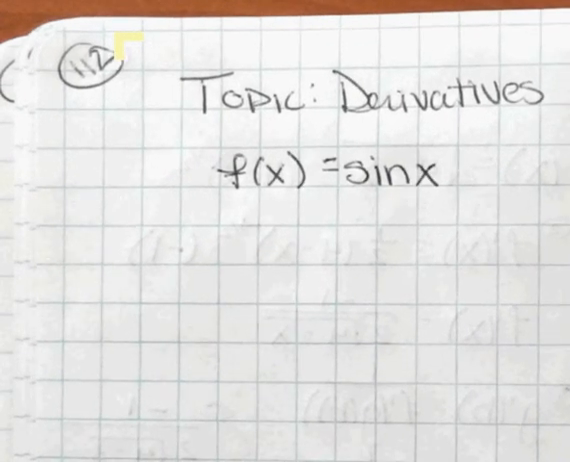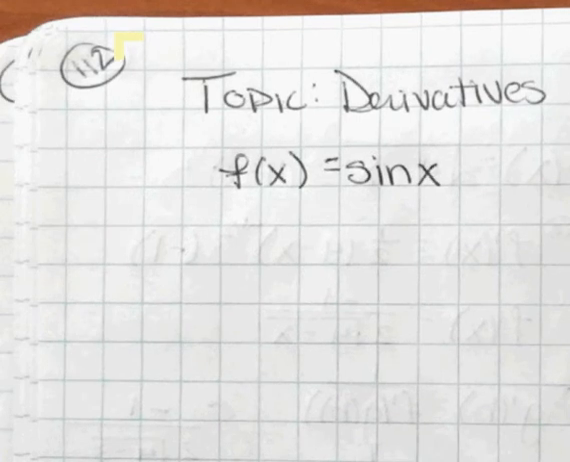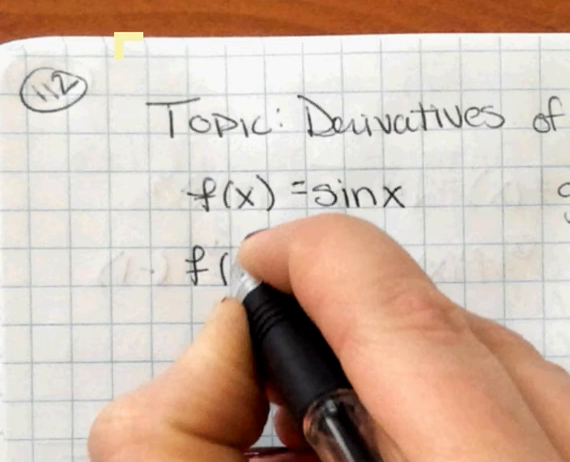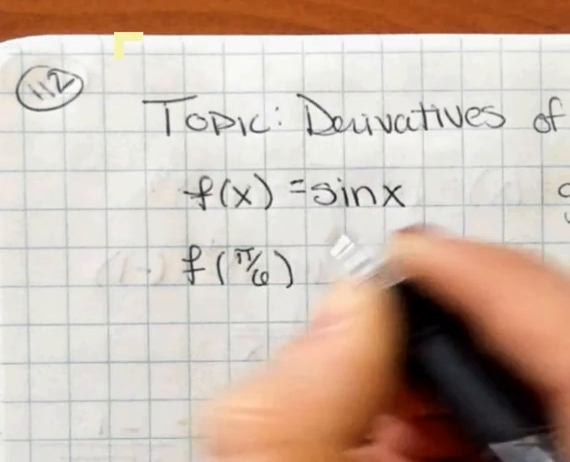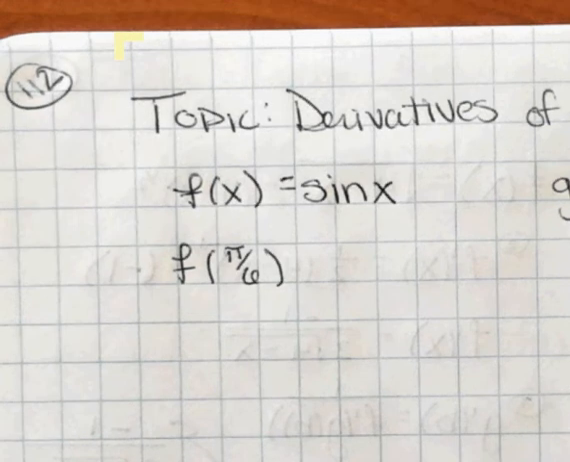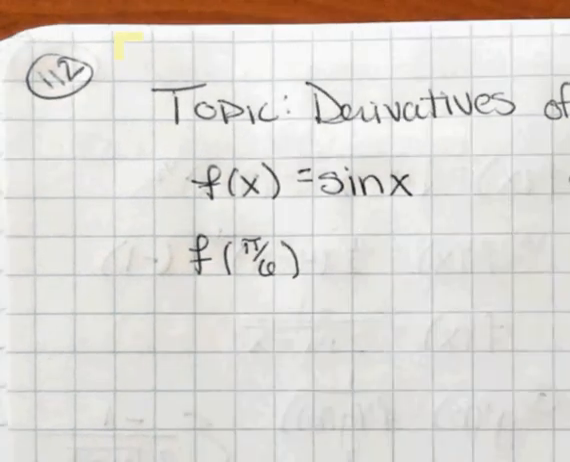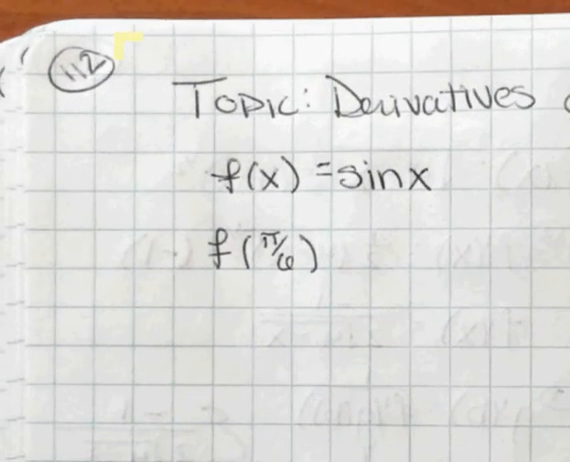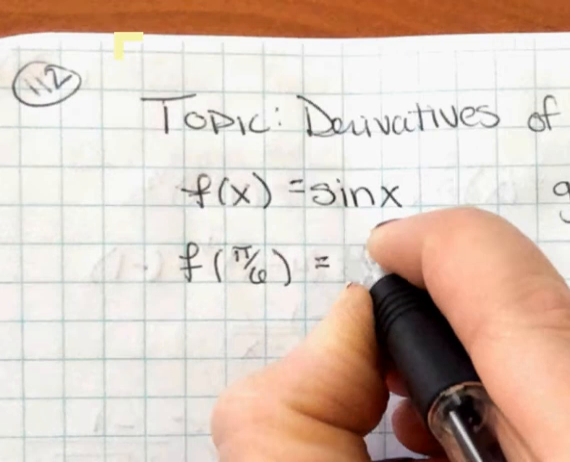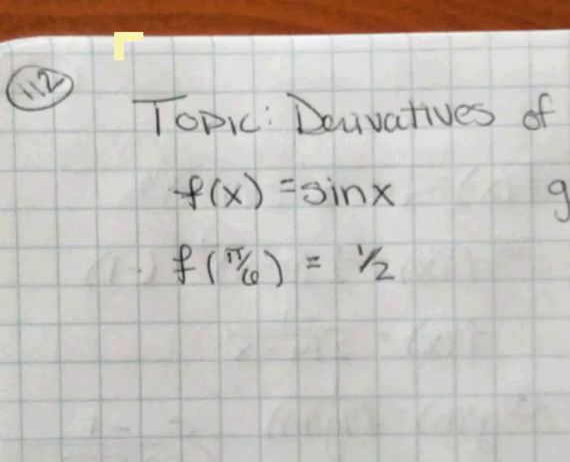So let's pull some information that we've been doing the last couple days. Here, if I say f of pi over 6, what is sine of pi over 6? It's 1/2, okay?